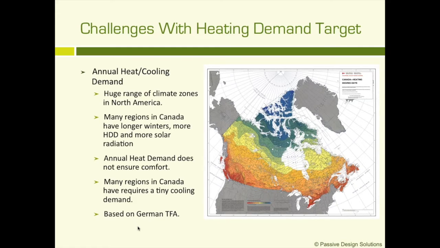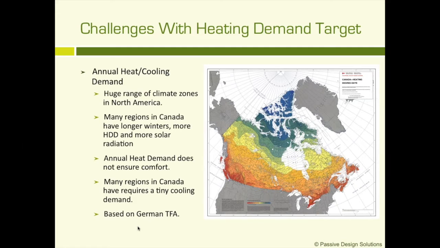In many regions of Canada, we have longer winters and more heating degree days and more solar radiation than Central Europe does. The one exception to that is likely around Vancouver, where looking at the climate data in that area, the solar radiation and the heating degree days is quite similar to Central Europe.